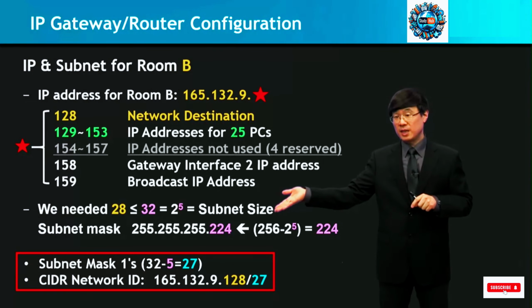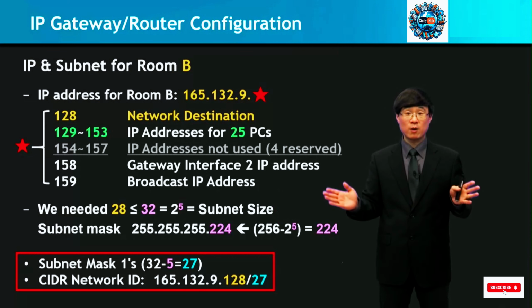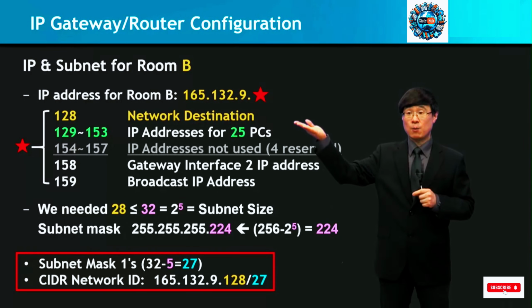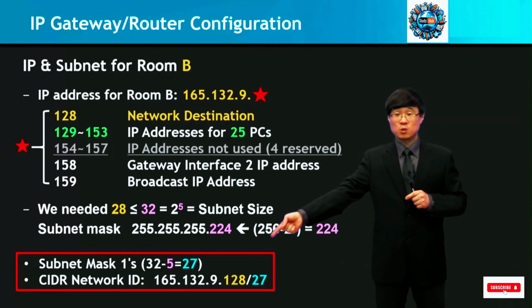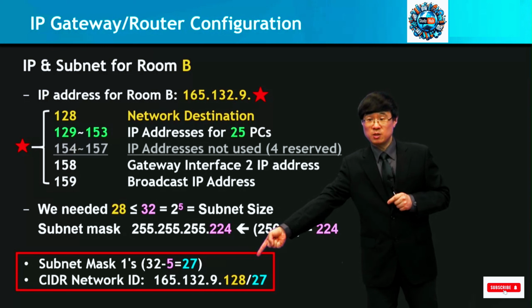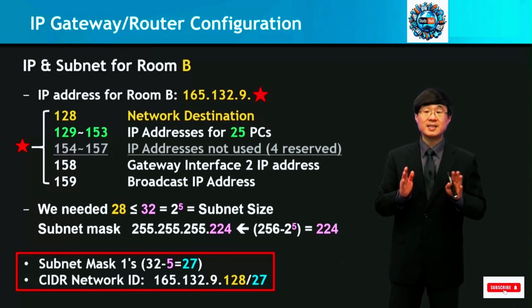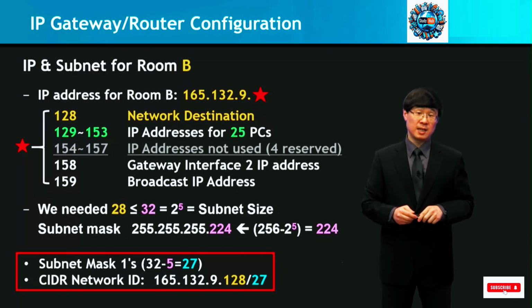Once again, the number of ones in the subnet mask is 27. So therefore, using the network destination address that ends with a .128, it goes down there, which is 165.132.9.128/27. And that's the CIDR network ID notation.